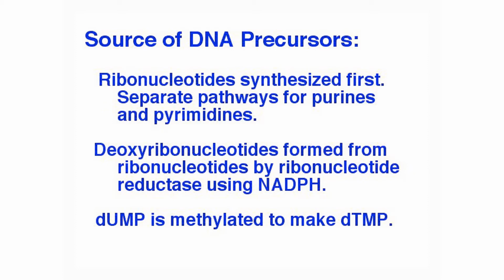The ribonucleotides can then be converted to deoxyribonucleotides by an enzyme called ribonucleotide reductase. This conversion uses NADPH as a reductant. There is one other conversion that occurs at the ribonucleotide level, and that is the conversion of dUMP being methylated to make dTMP.